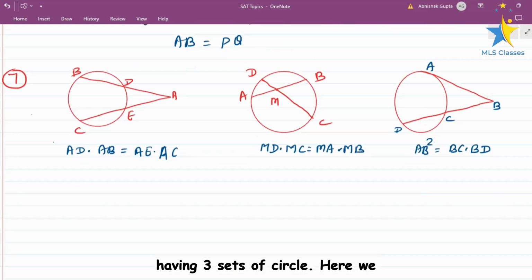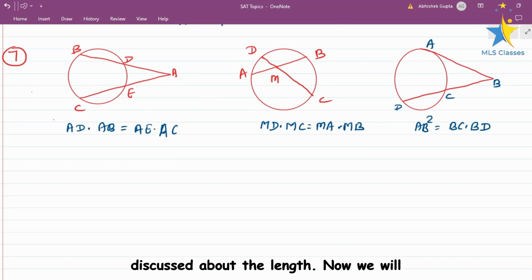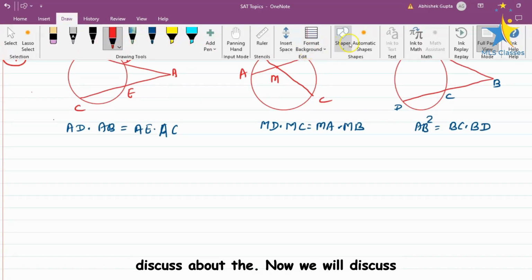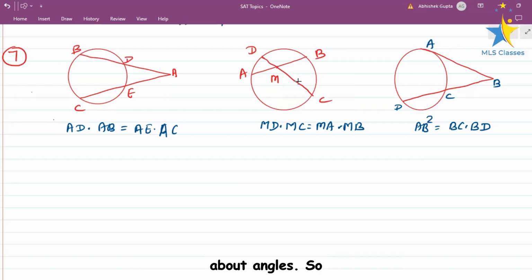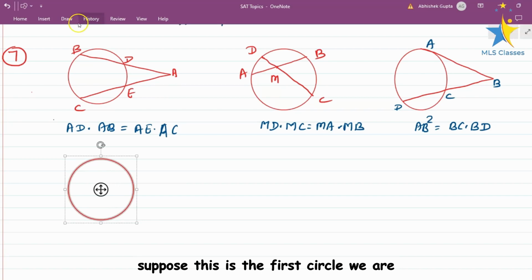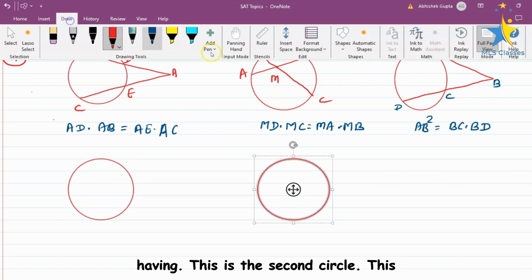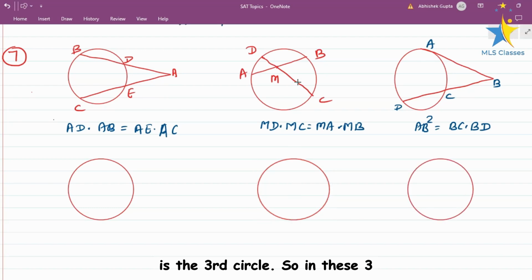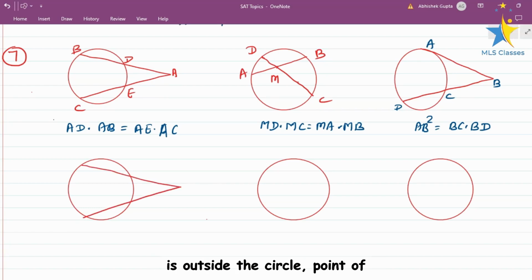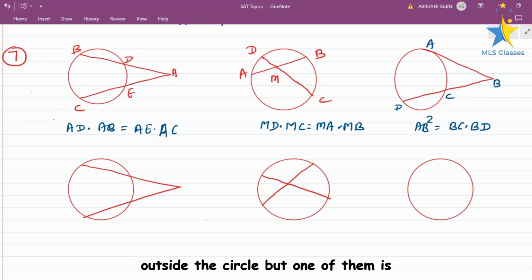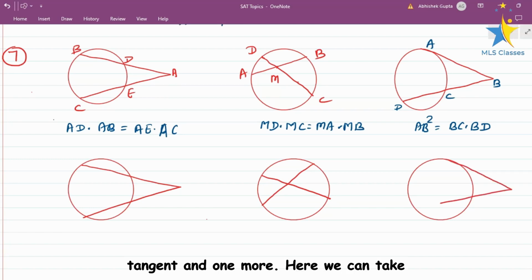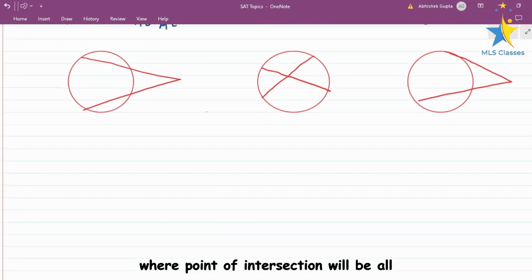Now again, we will have three sets of circles. Here we discussed the lengths. Now we will discuss angles. Suppose this is the first circle, this is the second circle, this is the third circle. In these three circles, again we will take it like this, where the point of intersection is outside the circle, the point of intersection is inside the circle, and then the point of intersection is again outside the circle, but one of them is a tangent. And one more we can take, where the point of intersection is on the circle.